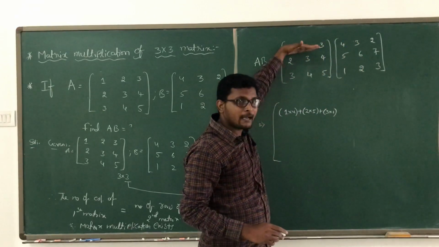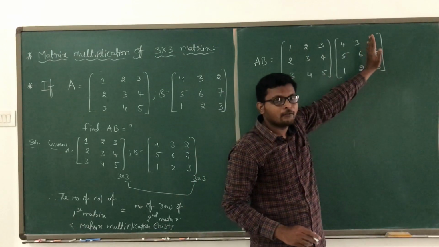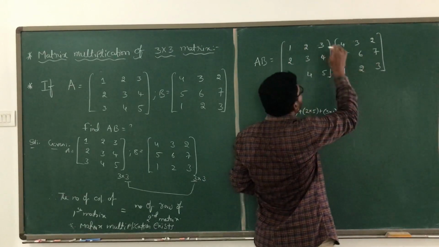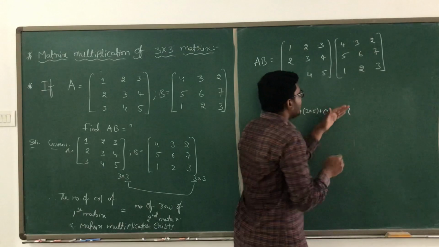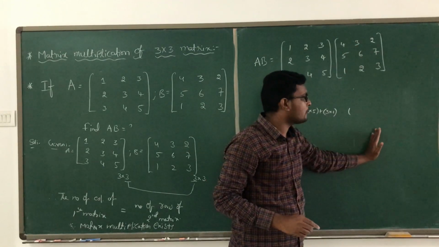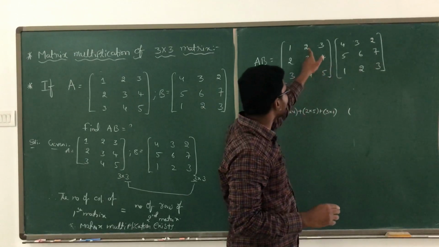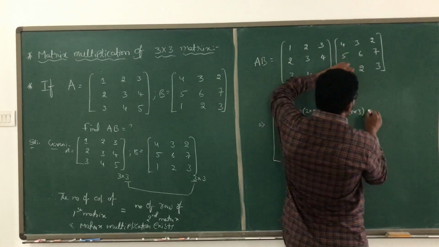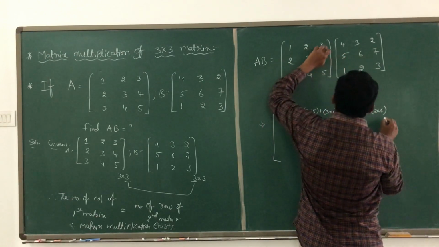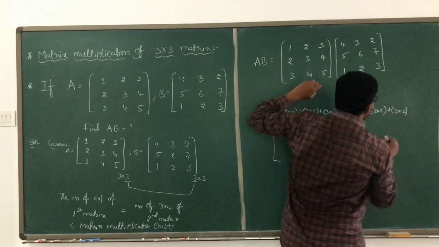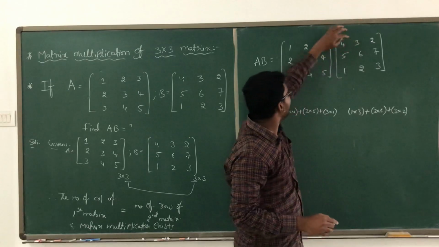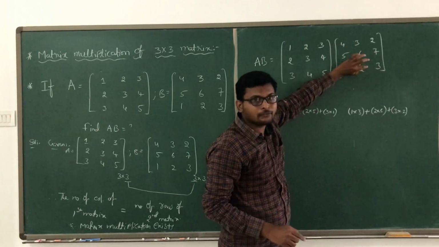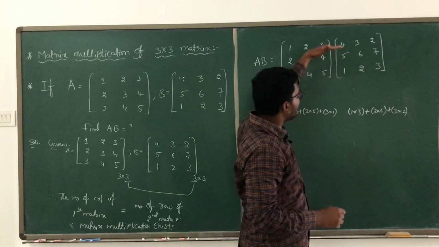Next, move to the first row with the second column. Multiply and add, what are you getting? 1 into 3 plus 2 into 6 plus 3 into 2. Get it? It means the first element with the first element, plus the second element with the second element, plus the third element with the third element. Now have you completed this step?